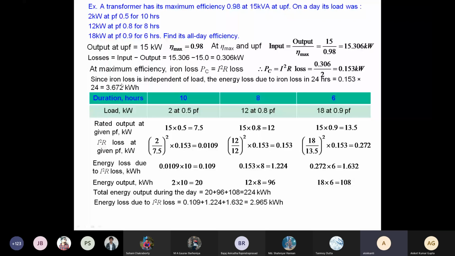Energy loss due to the core loss is already found out. So the all-day efficiency is basically 224, the total output energy, divided by 224 plus 3.672, which comes from the core loss, that is the iron loss, and 2.965, which comes from the I square R loss. Everything is in energy. And you see that the all-day efficiency is 0.9712.